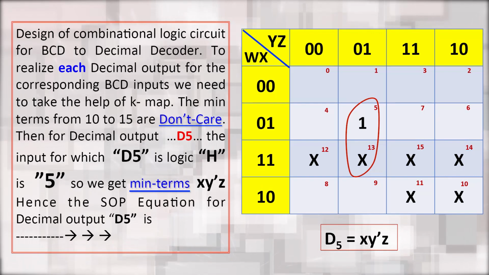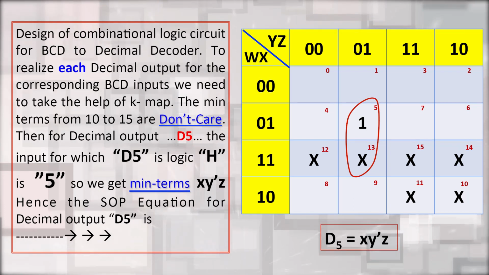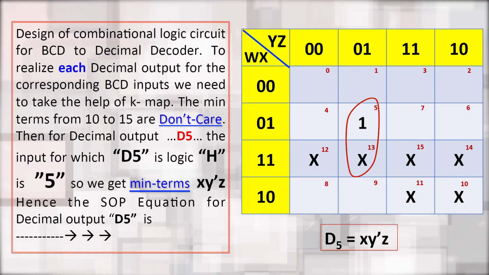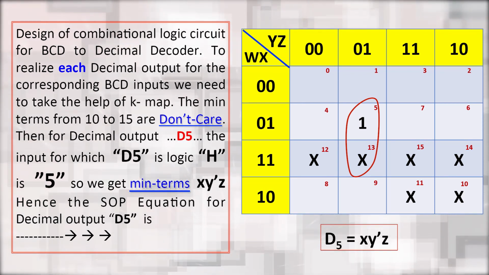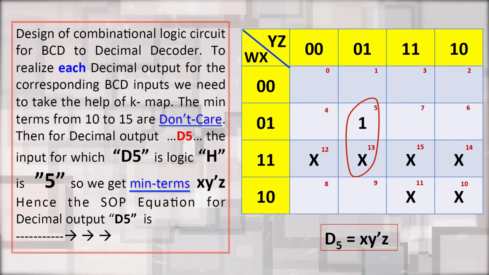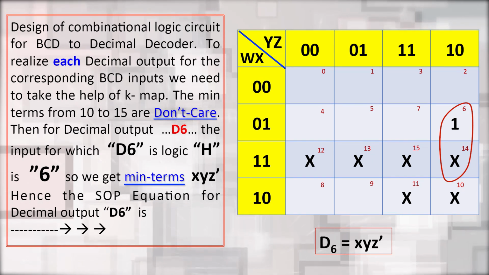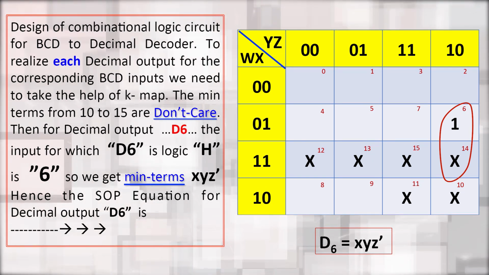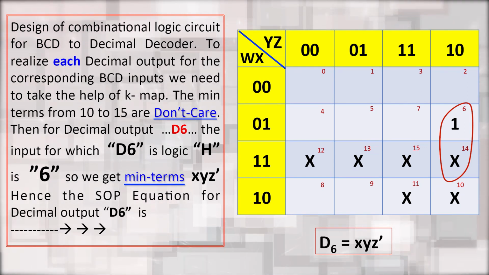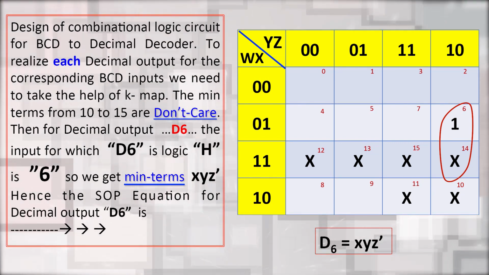Then for decimal output D5, the input for which D5 is logic high is 5. So, we get the minterm X, Y bar, Z. Hence, D5 equal to X, Y bar, Z. Then for decimal output D6, the input for which D6 is logic high is 6. So, we get the minterm X, Y, Z bar. Hence, D6 equal to X, Y, Z bar.